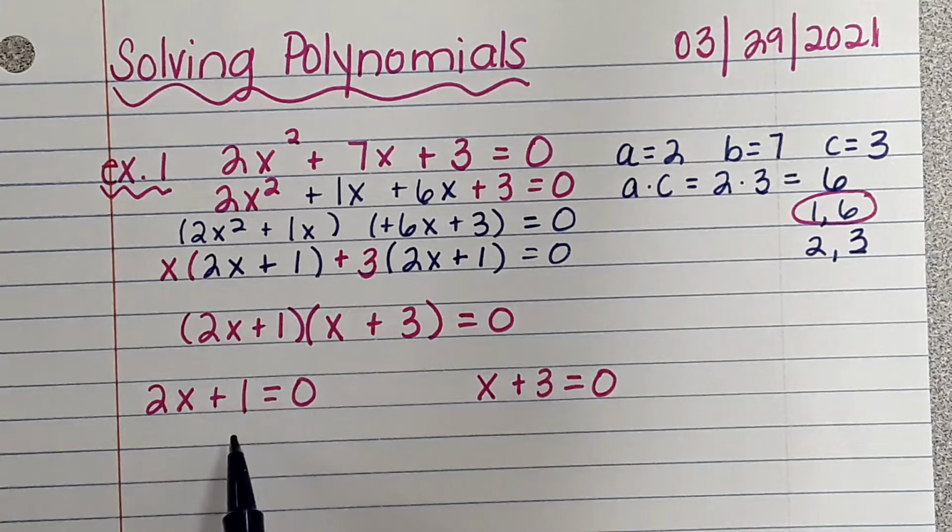Okay, let's solve this. How would I solve this? Remember, the point of solving an equation is to get the variable alone. So how would I approach 2x plus 1 equals 0? How would I solve 2x plus 1 equals 0? Remember, the point of solving an equation is to get the variable by itself. Subtract 1.